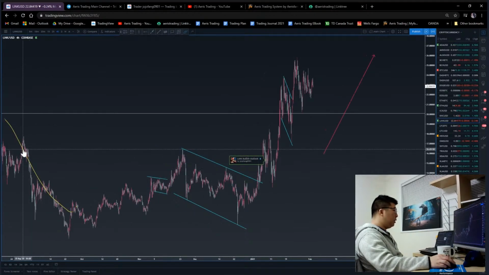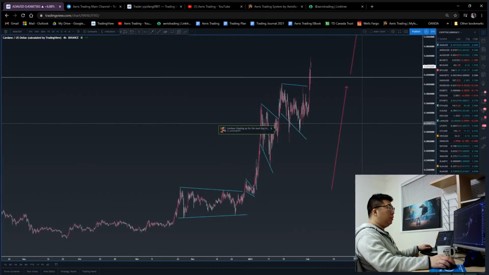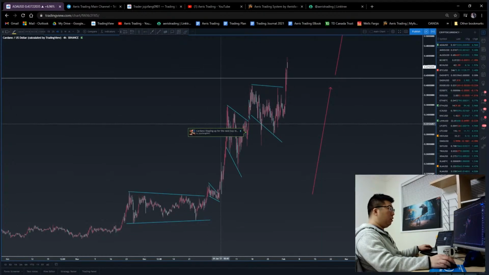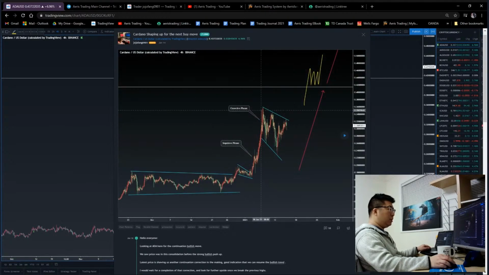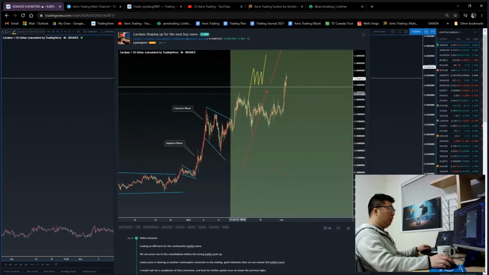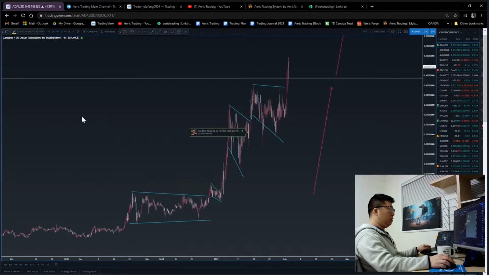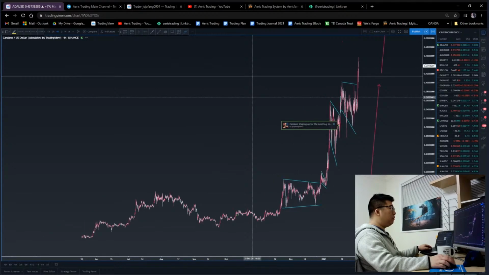Okay, so that is Link here. Let me see what else is on my watch. Yeah, Cardano. I talk about this as well, and it looks like it's doing exactly what we talked about. Again, we see this as a corrective phase. I want the price to break up above that higher time frame double top. So it looks like we're doing that. This is another correction. We push to the upside now, which is great. This is exactly what we want to see.